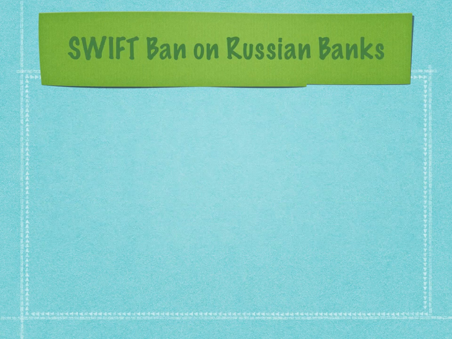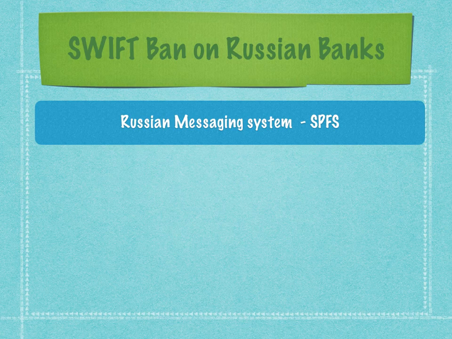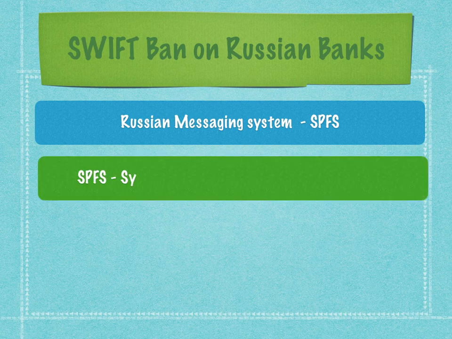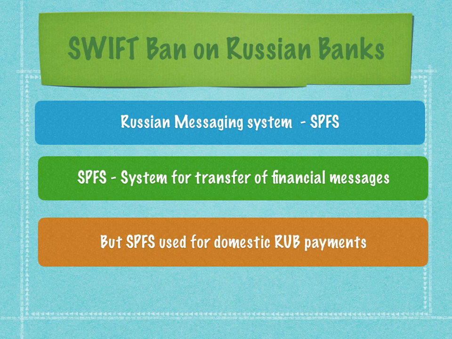The second challenge is a SWIFT ban on Russian banks. Because of this ban, is it possible to use the Russian messaging system? So Russia already had in place a messaging system called the SPFS, which stands for the System for Transfer of Financial Messages. It's in Russia, in Russian language, and therefore the loose English interpretation would be System for Transfer of Financial Messages. But largely, this has been used only for domestic payments and has not yet been used extensively for ruble dollar payments or for external currency movements.